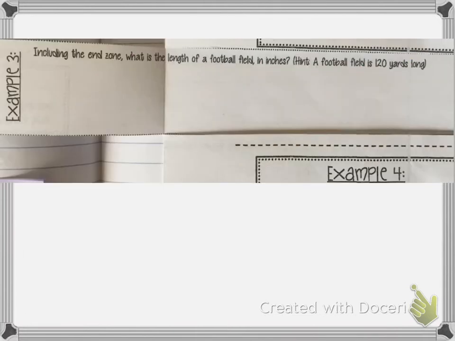So here's example 3. So again, let's mark up what we have and what we want. It says, in the end zone, what is the length of a football field in inches? Hint, a football field is 120 yards long. So that's what we have. Whatever has the number is what we start with. That's our have. And then what we want, though, was inches. Okay, so I'm going to start way over on the left side with what we have, 120 yards.